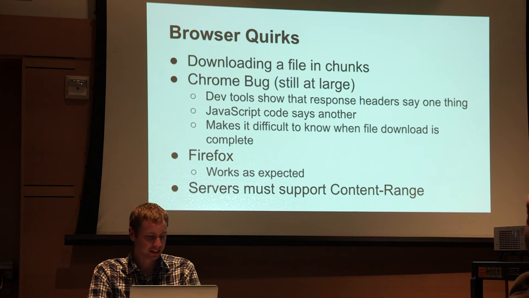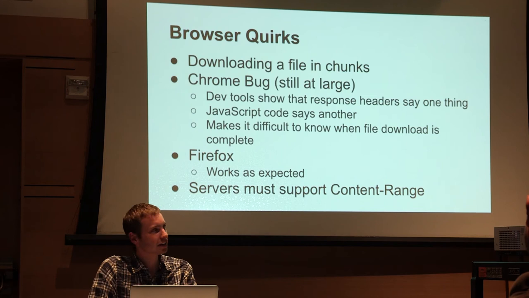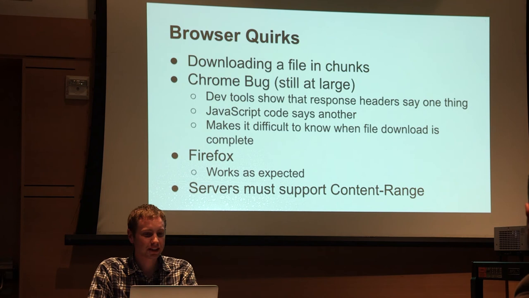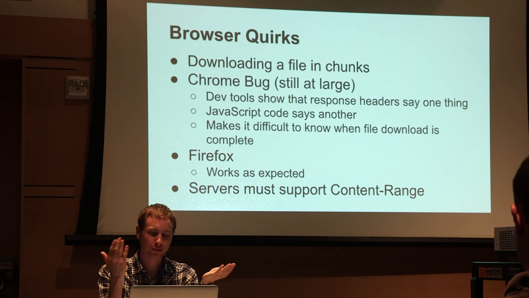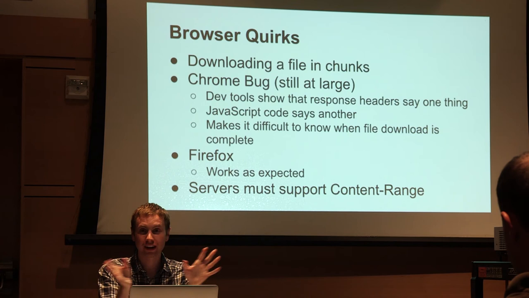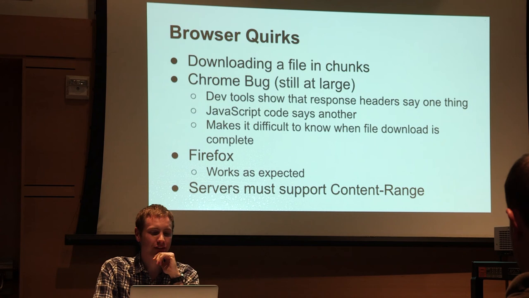And there was a Chrome bug at the time, and I think it's still at large. I actually haven't checked recently. This was a few months ago. But basically, the dev tools showed one thing, but JavaScript saw another thing from the same response headers. I was looking in the dev tools at the bottom of the screen at some value for a header, but JavaScript was telling me something else. And it just really complicated things. Worked great in Firefox, by the way. And there's also the little caveat that servers have to support a content range header, which, for example, Python's simple HTTP server does not.